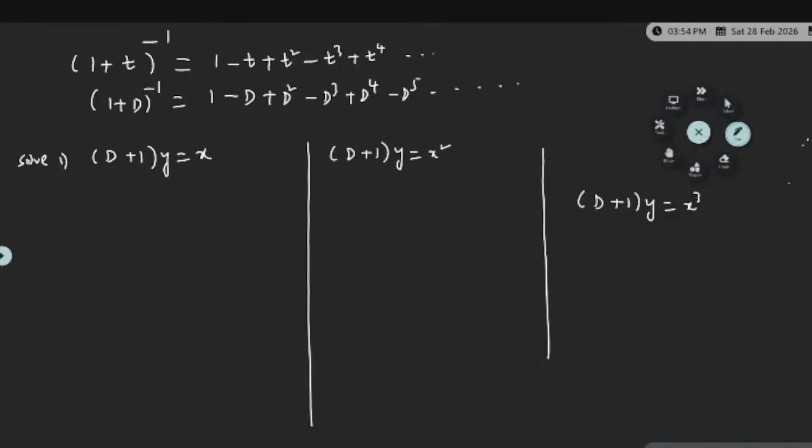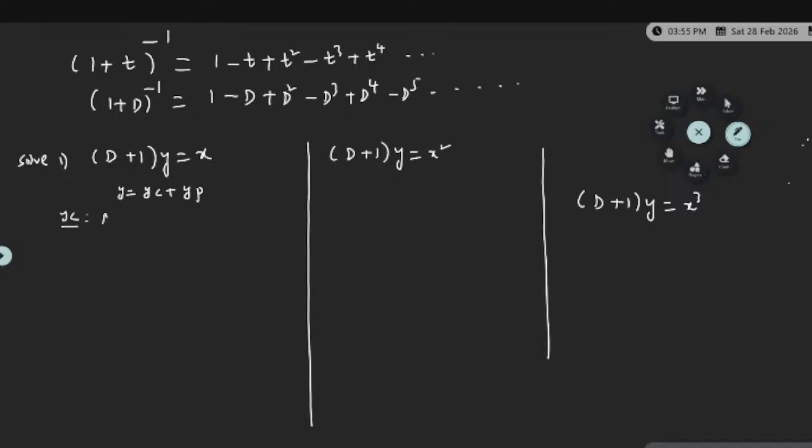What is the difference between these 3 problems? x square, x cube. This is in which form? Okay. y equal to yc plus yp. Homogeneous or non-homogeneous?